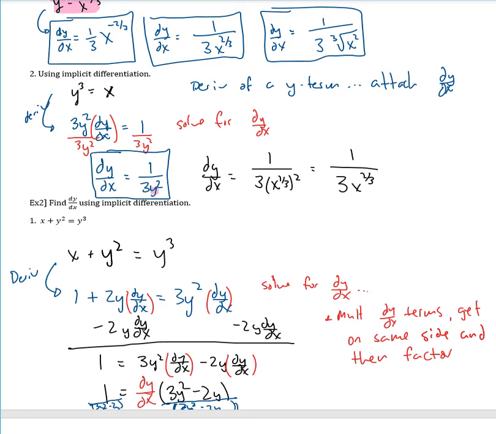Okay, so let's rewrite it right here. So my dy dx is solved for equals that 1 in the numerator divided by this expression that we divided over. So the 3y squared minus 2y. And that's that. Okay, so that's implicit differentiation.